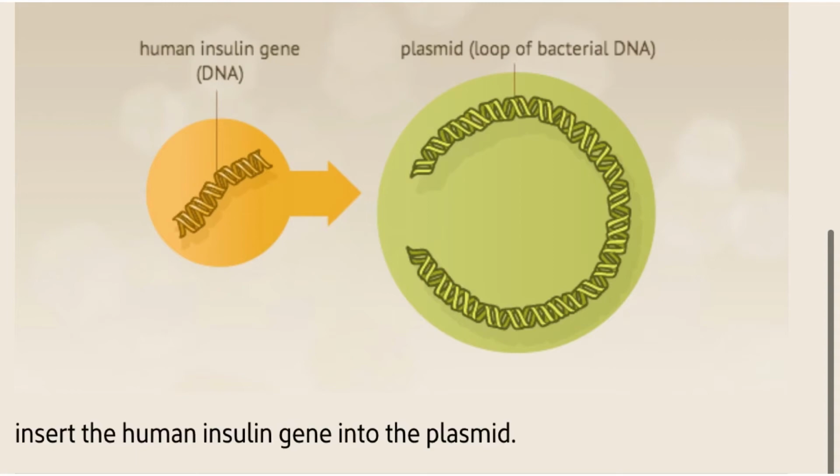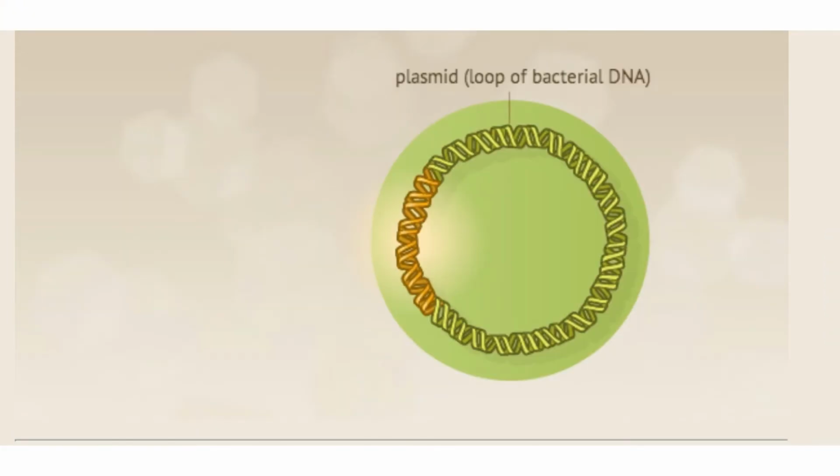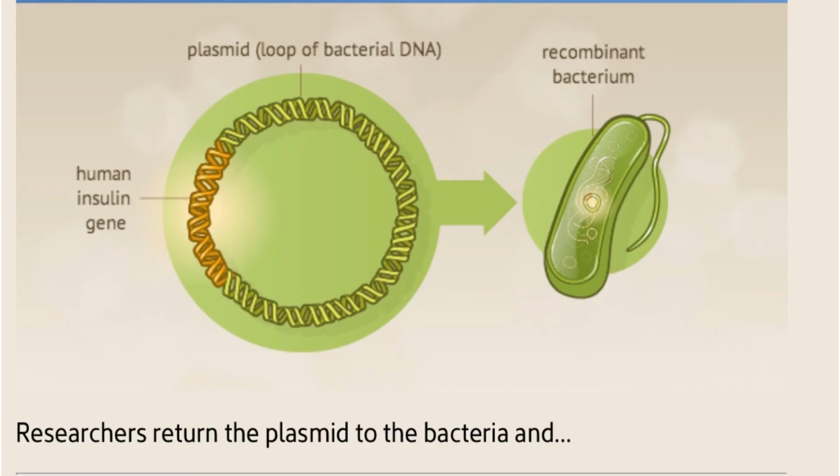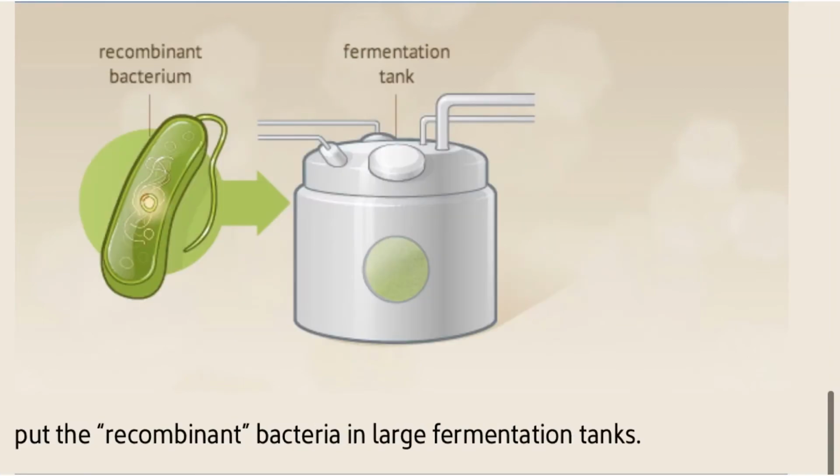After they do this, they insert the human insulin gene into the plasmid. Then after they insert it, it will be genetically modified. After that, the researchers return the plasmid into the bacteria. So they put the recombinant bacteria into large fermentation tanks, and fermentation is the metabolic process that produces chemical changes in the organic substrate through the action of enzymes.